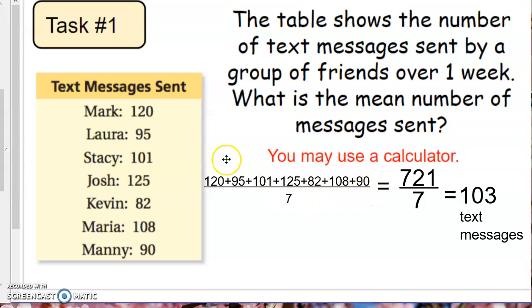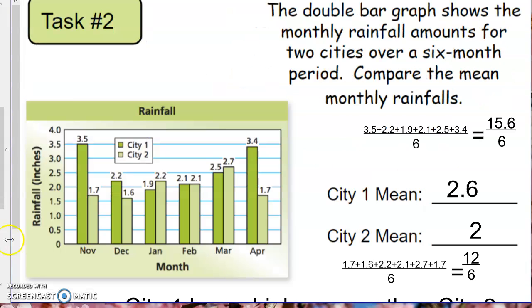So make sure you add all of these numbers together, equals, write that number down, make sure you're getting that number, that's the correct answer when you add those numbers together. Then divide by 7, so 721 divided by 7, and that then gives you the mean that you were looking for. The mean number of messages sent is 103 text messages by this group of students.